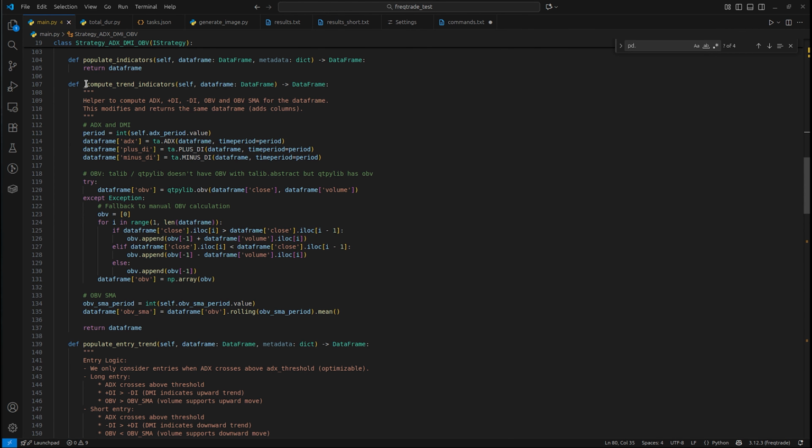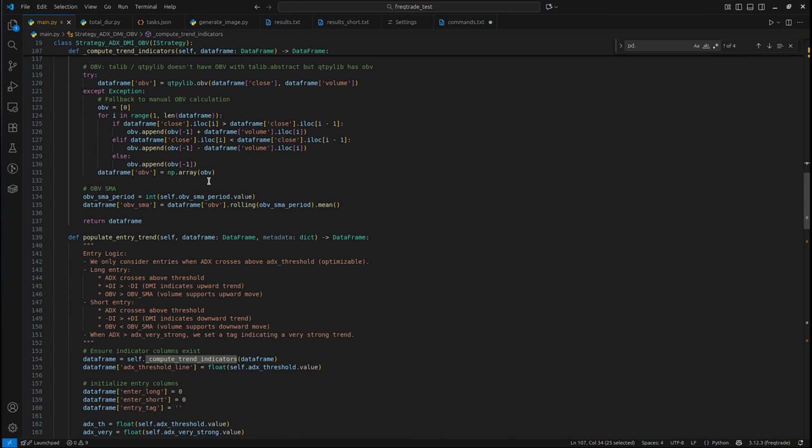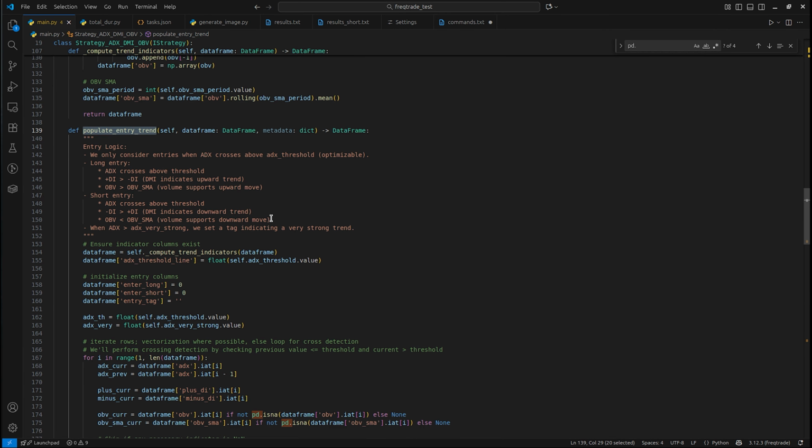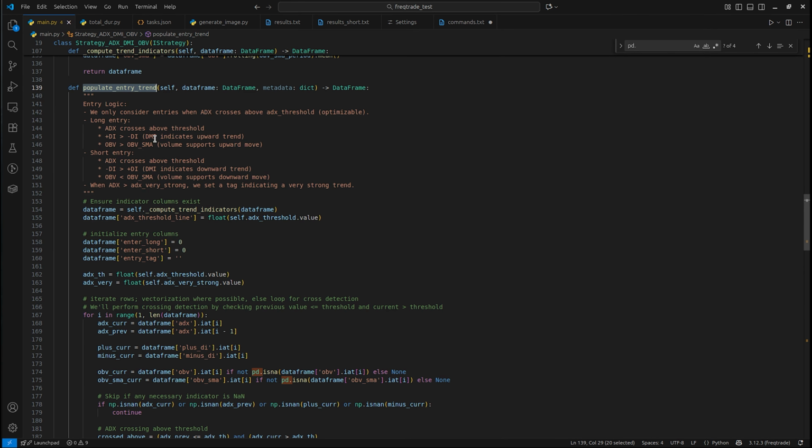Next, we have this function, compute trade indicators. It is used only to calculate the indicators that we use. They are ADX, DMI, and OBV, and later we use them in populate entry trend. It's our main entry function. Here we actually check our entry conditions. For example, for a long entry we need three conditions. First is that ADX crosses above the threshold. The default threshold is 20. Second condition is that positive DMI is more than negative DMI, and same for the OBV indicator. If these conditions are met, we enter a long trade, and we have opposite conditions for short entries.